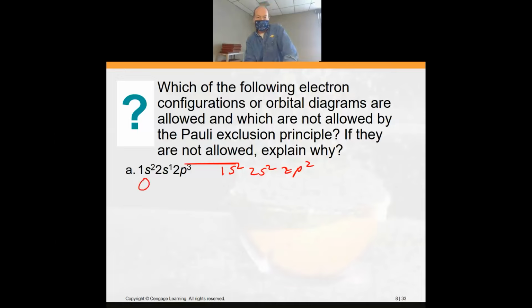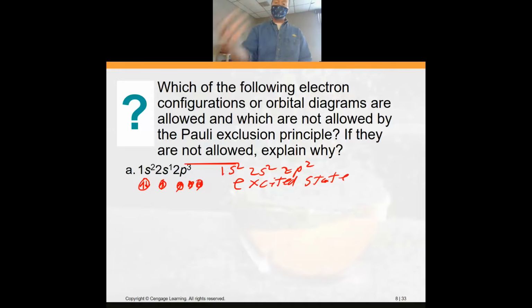But we do have 2 electrons in the 1s. We have 1 electron in the 2s. And we have 3 electrons in the 2p. And all of these things are fine. So this is just an excited state. All right, if you did something wrong, like put 3 electrons in one orbital, or put in a 1p that doesn't exist, then that would be forbidden. All right, and so that is allowed. It is not the ground state. It is one of the infinite number of excited states for carbon.